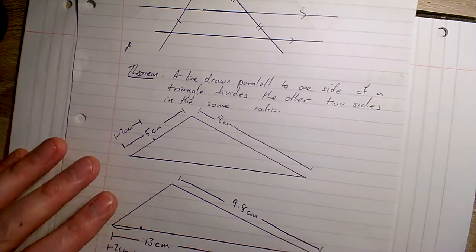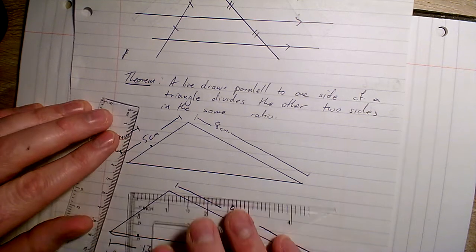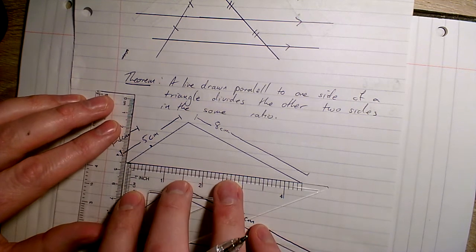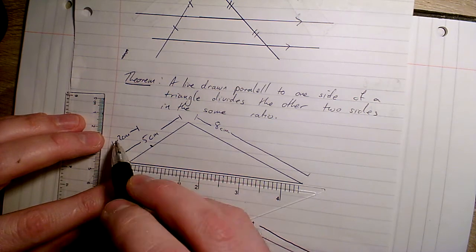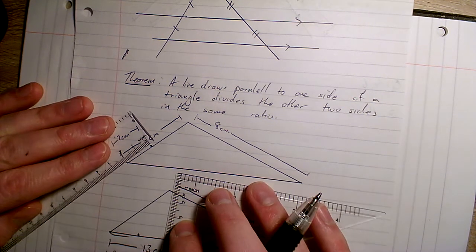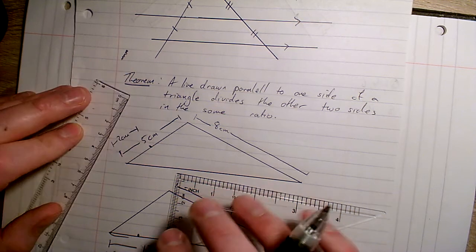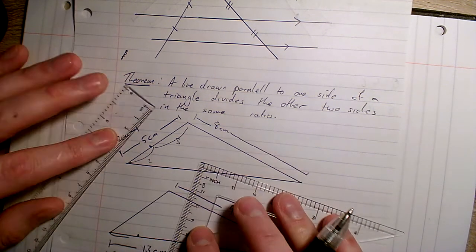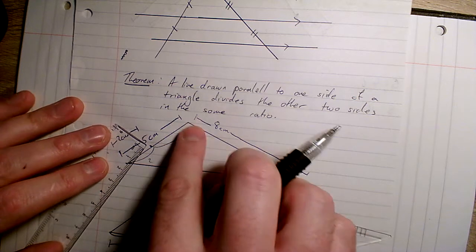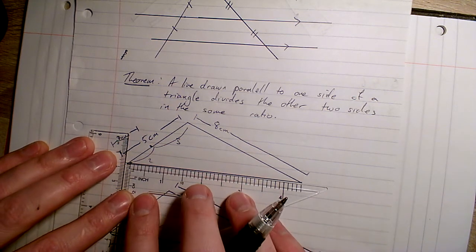Our next theorem is that a line drawn parallel to one side of a triangle divides the other two sides in the same ratio. So again, I've drawn out this triangle, and this dot here is 2 centimeters along this line, whereas the line itself is a 5 centimeter line. So that means this is a 2:3 ratio. And the theorem says this will also be cut in a 2:3 ratio. Well, let's have a look.